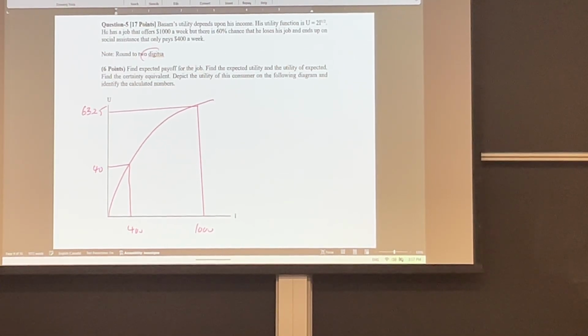See, it says 2 digits. Nominate the expected income, which is 60% of 400 plus 40% of 1,000. I know that one, that's 640. We need the expected utility, which is 60% of 40 plus 40% of 63.25. I don't remember that one. How much is that? I know the 49 side of it, but I don't know the rest. That's the expected utility.